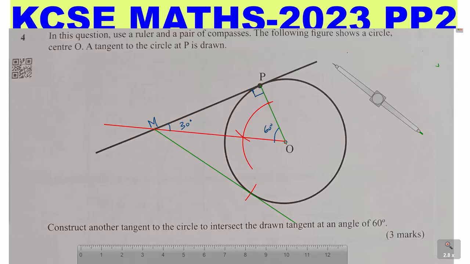If you join this point O to that point of contact, you'll have this one as 90 degrees, and you'll have this one as 30 degrees. So you can see we have achieved the objective. We have constructed another tangent. The tangent is MN, intersecting the other tangent at M at an angle of 60 degrees. So that is how you are supposed to work that out.